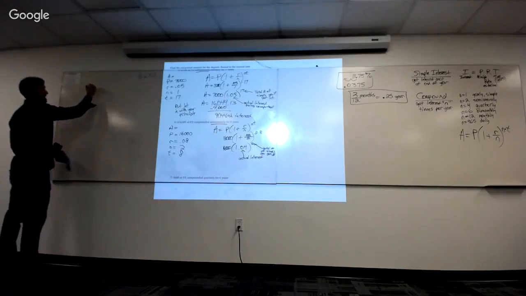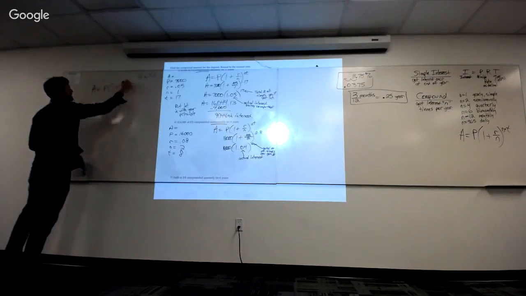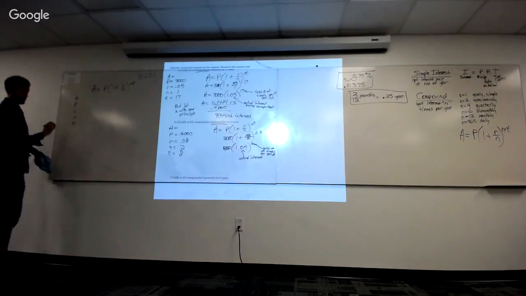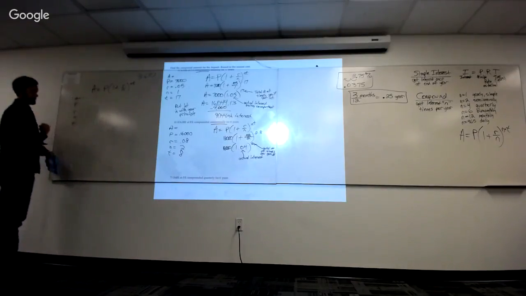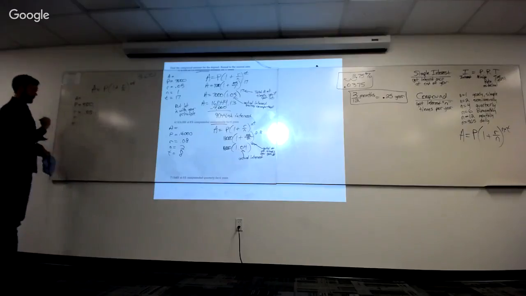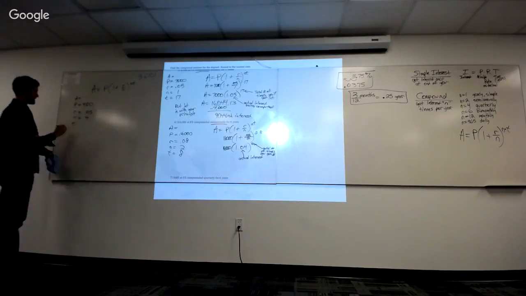Okay, so let's look at number 7 then. And number 7, again, write down the formula. We always write down the formula first, 1 plus r over n to the nt. And in this case, running down our information, A, P, R, N, T, we want to know the amount. The principal is 400. The rate is 5%. It's compounded quarterly, so n equals 4. And then T is 6.